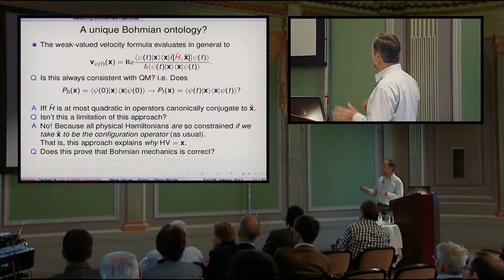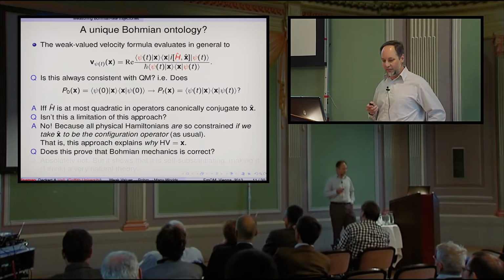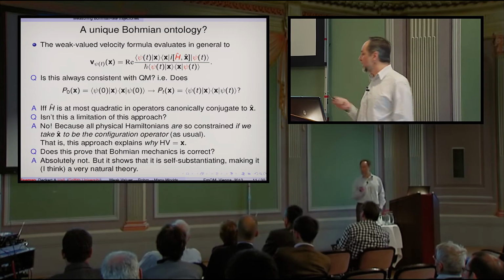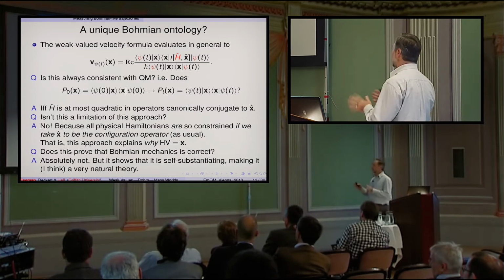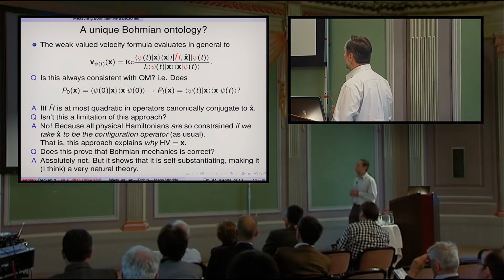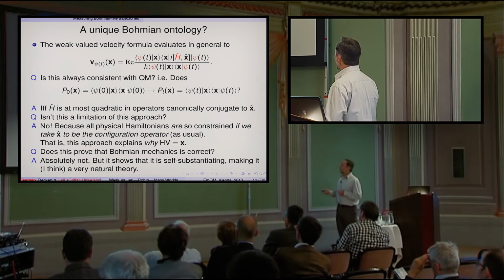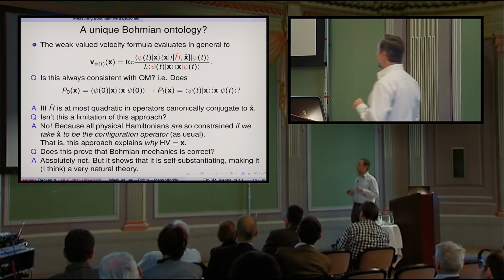Okay, so does this actually prove then that Bohmian mechanics is correct and the positions of the particles must be the reality? I want to be clear, I'm absolutely not claiming that, because this whole thing is predicated on the idea that I have to choose some hidden variable, and of course not everybody believes that. And certainly even if you do, you don't have to believe that its velocity is governed by a weak value.